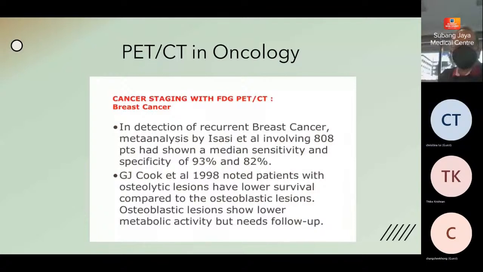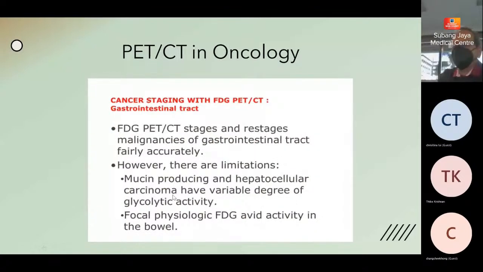In mucin producing and hepatocellular carcinomas, they have a very low degree of glycolytic activity. So a normal FDG PET is not useful, and there are other types of PET scans that are useful for this type, like fluorothymidine or fluorocholine. We don't have that in Malaysia at the moment. We've been trying to get it for the last 10 years, but no one has come up with it. But in the future, hopefully someone will, so that we can actually stage and manage hepatocellular carcinoma just as well as the other two tumors that we deal with in the gastrointestinal tract.